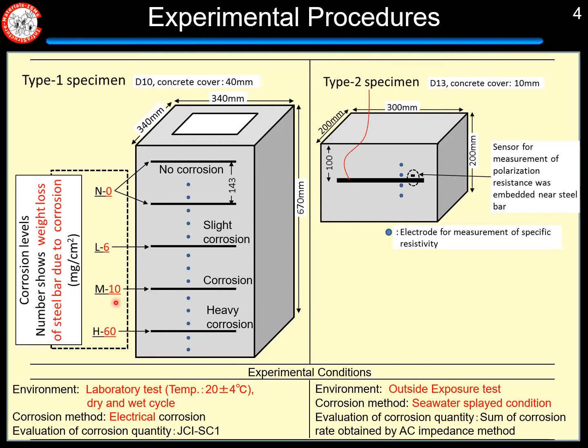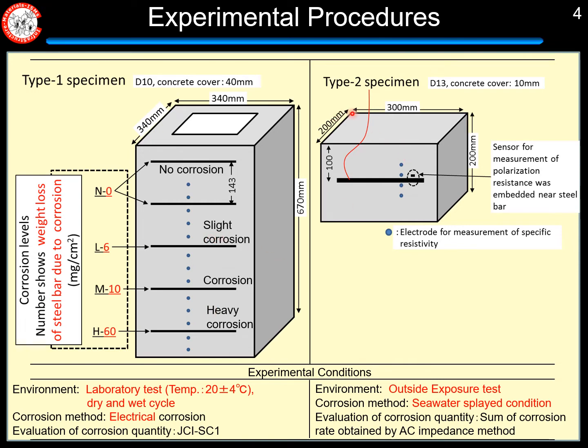In this case, 10 milligram per square centimeter. And the last one is heavily corroded. In this case, 60 milligram per square centimeter. This specimen is exposed in the laboratory at a temperature of 20 degrees Celsius, and a dry and wet condition cycle was applied. This corrosion is generated by electrical corrosion.